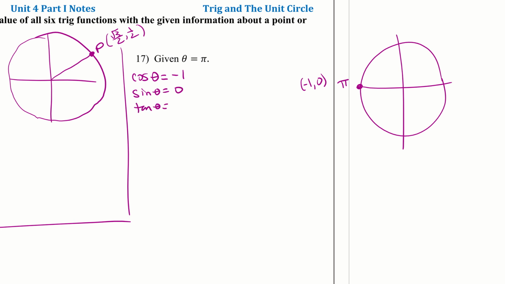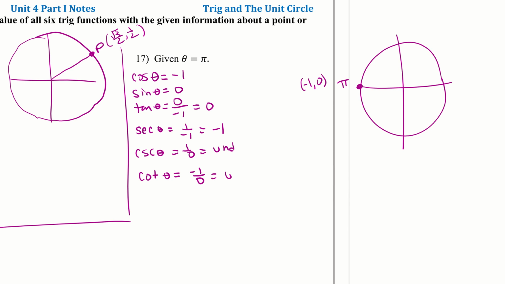Tangent is going to be y over x, which is 0. And then the secant is the reciprocal of cosine. So 1 over negative 1 is negative 1. And the cosecant is the reciprocal of the sine, but we are not allowed to divide by 0, so that'll be undefined. And then the cotangent is x over y, or the reciprocal of tangent, which also has a 0 on the denominator and is also undefined.